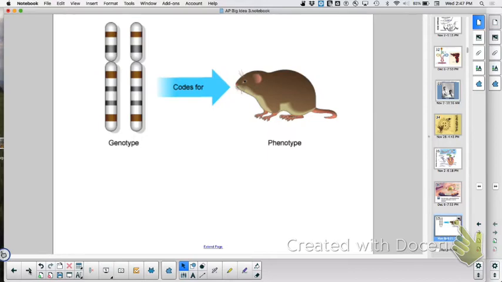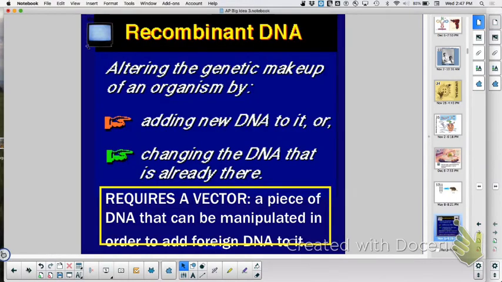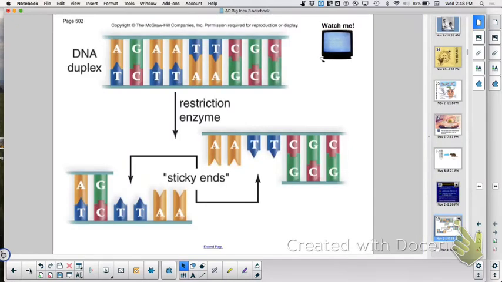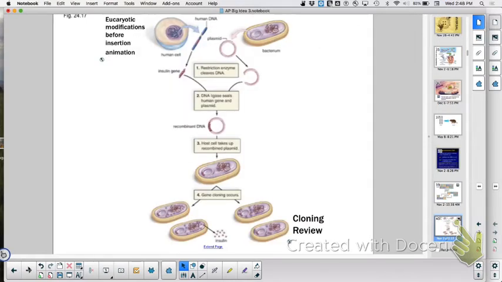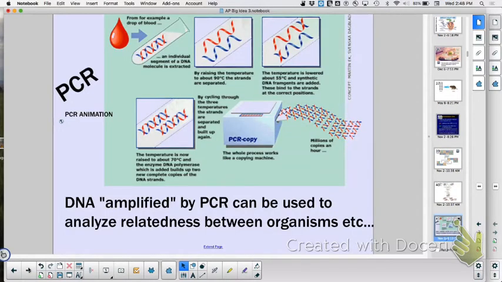Genotype codes for phenotype. All right, recombinant DNA. That's our total business. You've been doing recombinant DNA for 2 weeks, so I think you probably feel pretty good about that. You use plasmids as vectors, but what's another good vector? Viruses. You know about sticky ends, right? Yes. You know how to do cloning because that's what you did.